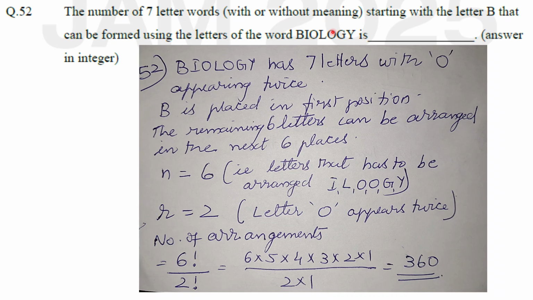Okay, now B is placed in the first position. The remaining letters, they can be arranged in the rest of the 6 places in any combinations. So N is equal to 6, R is equal to 2. That is, the O is repeating twice. So the number of arrangements will be N factorial by R factorial, so 6 factorial by 2 factorial, you will get it as 360.